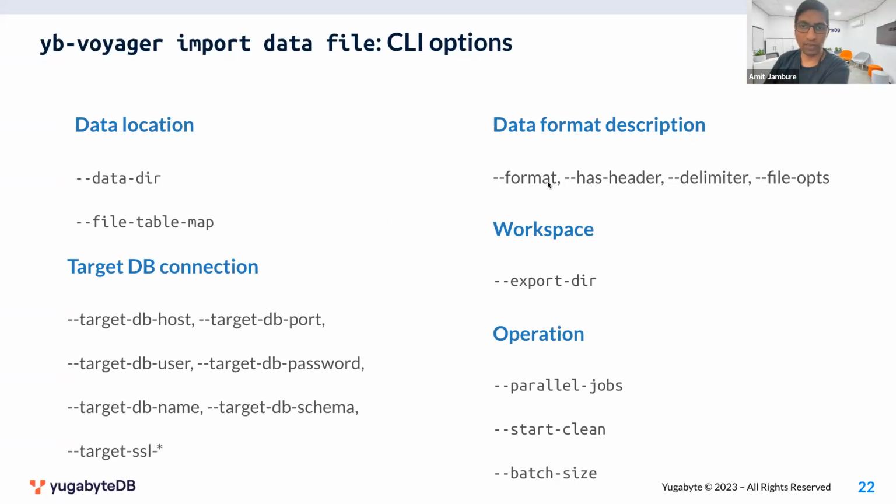Voyager is going to just take the values of these CLI options and use it to form the copy statement. Now, in order to support the resumability feature, Voyager needs to keep some state in the local file system, so that is basically a workspace directory, and you specify the name of that directory using the export dir option. Now, why is it called export dir?